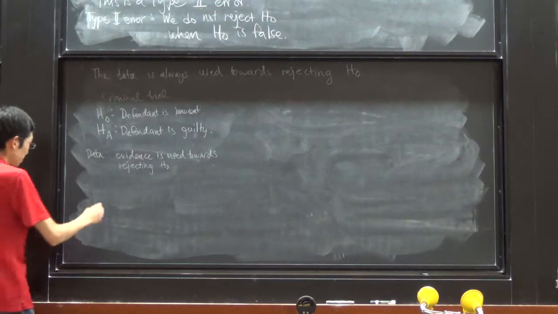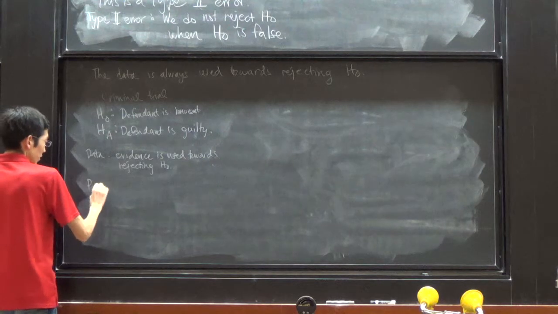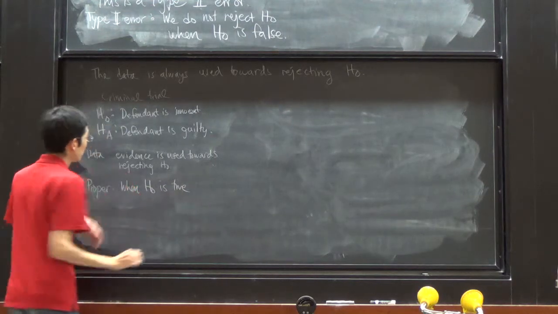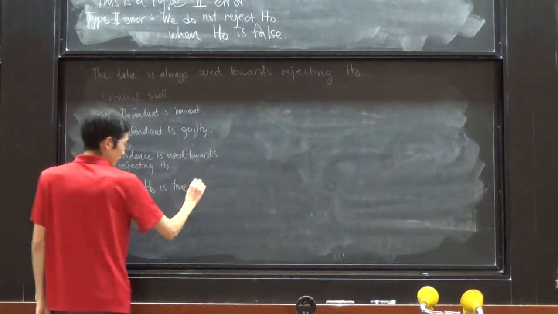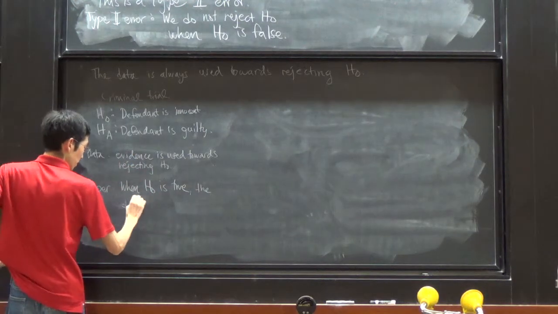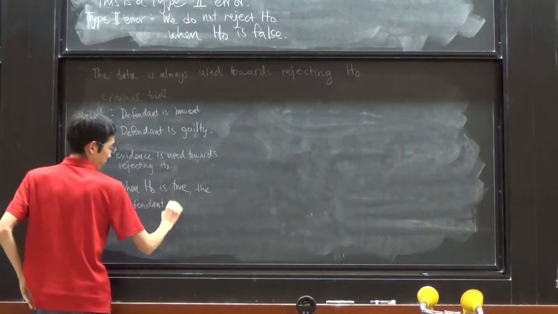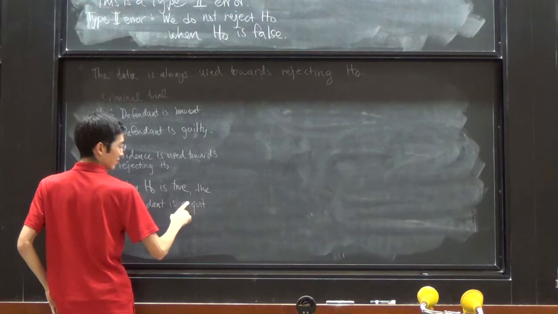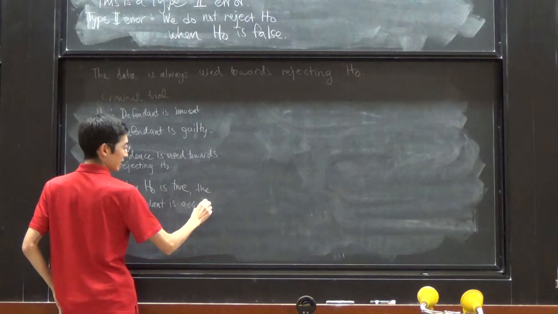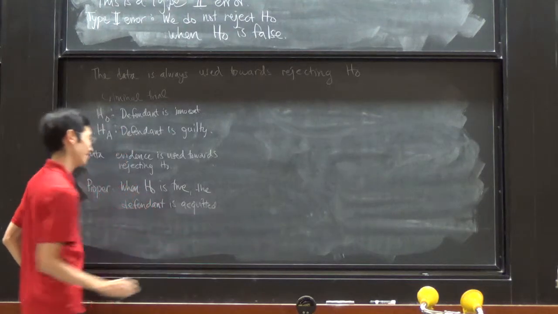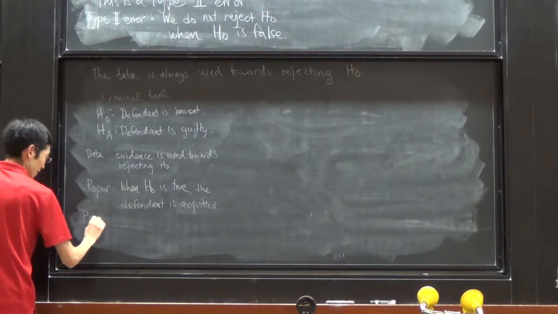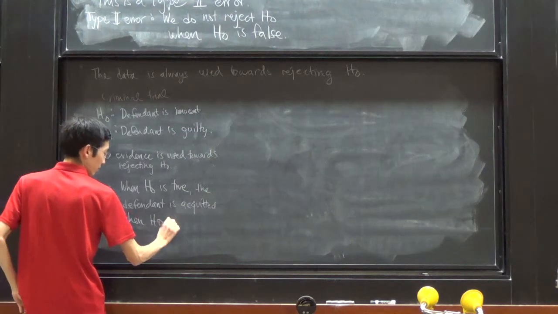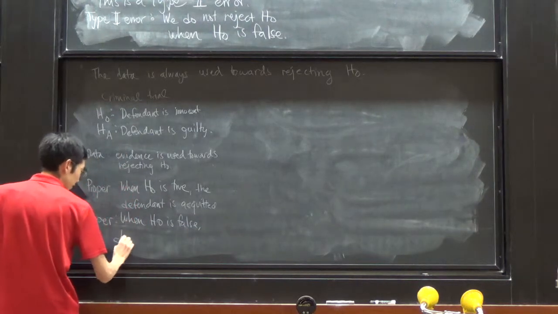Not guilty doesn't prove innocence, it just means not guilty. So the proper decision is, when the null hypothesis is true and the defendant is innocent, the defendant is acquitted. How do you spell acquit? A-C-Q-U-I-T. Acquitted. And the proper conclusion when the null hypothesis is false is that the defendant is found guilty.